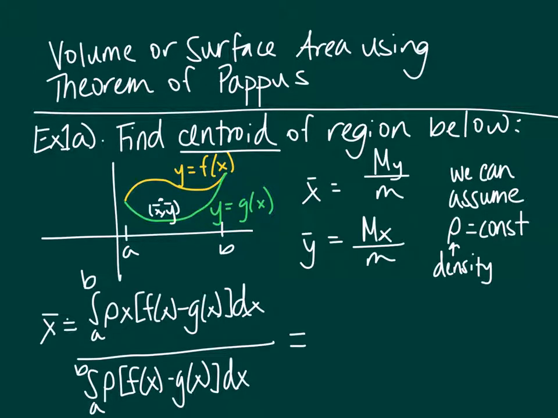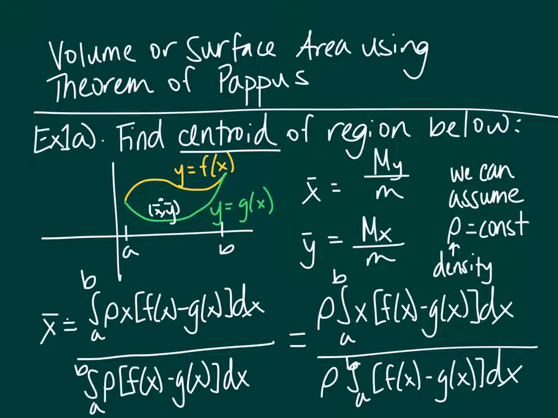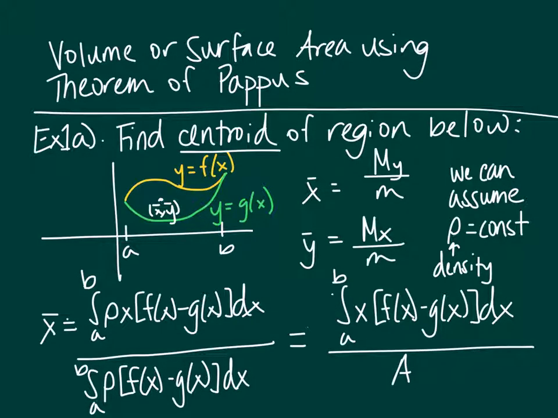Okay, so here was the x location of the center of mass, and because my density is constant, we can pull it out front, and it'll cancel. And then notice in the denominator, we just have the area of the region. So another way I can write this whole thing is as this.